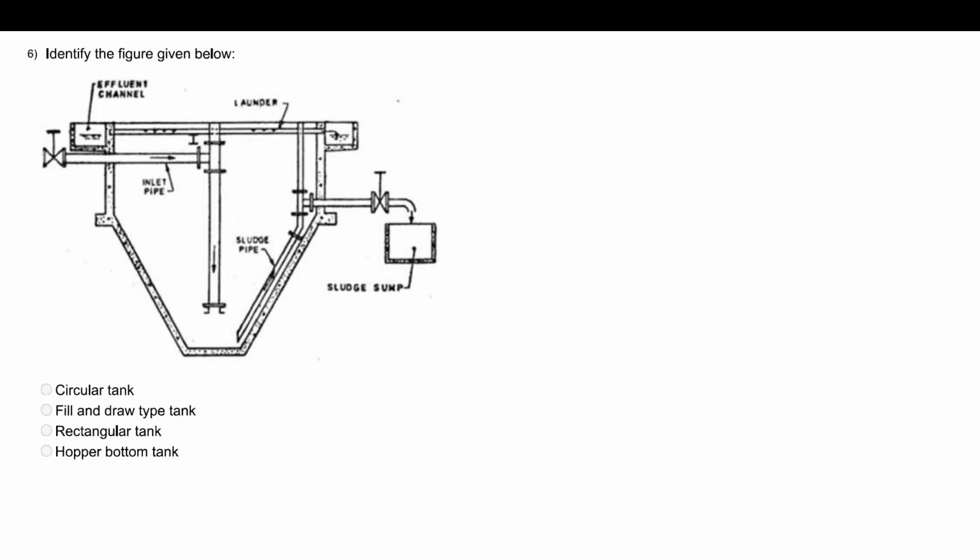Next is identify the figure given below. This is a kind of sedimentation tank, and from that you need to identify which kind of tank it is. Such a tapered bottom: hopper bottom tank, I guess. So it is a hopper bottom, because in other types you can have sludge collection from the bottom as well. So this is a hopper bottom.